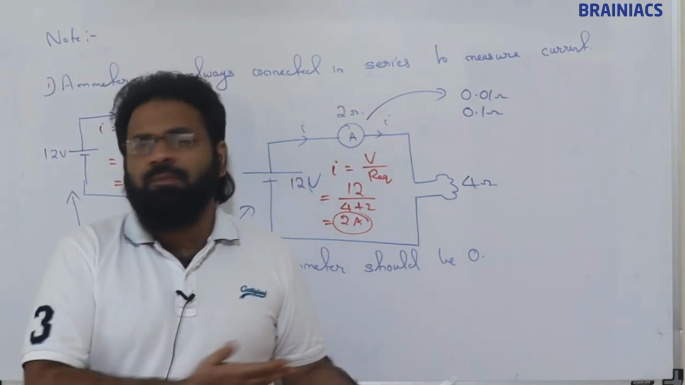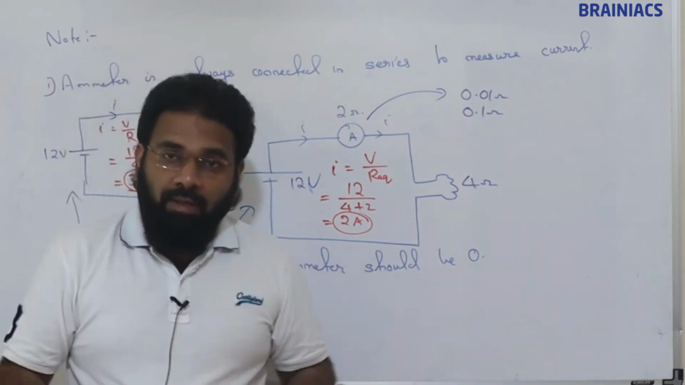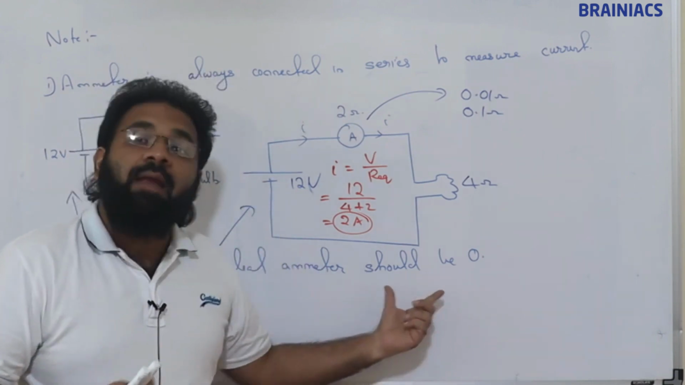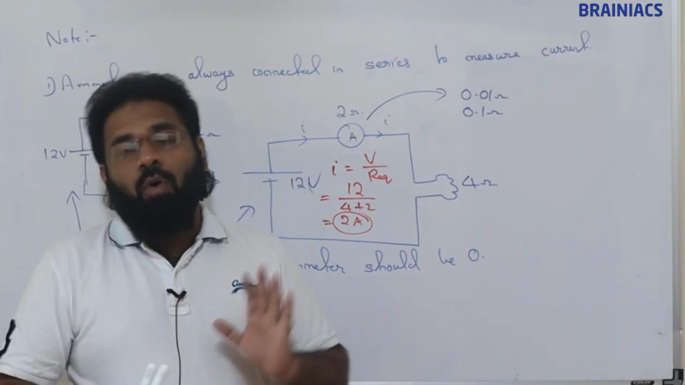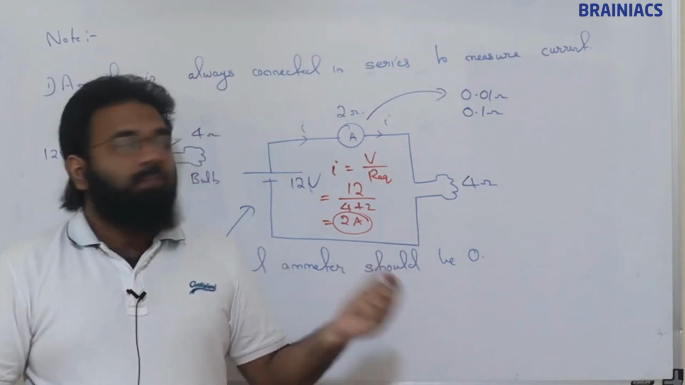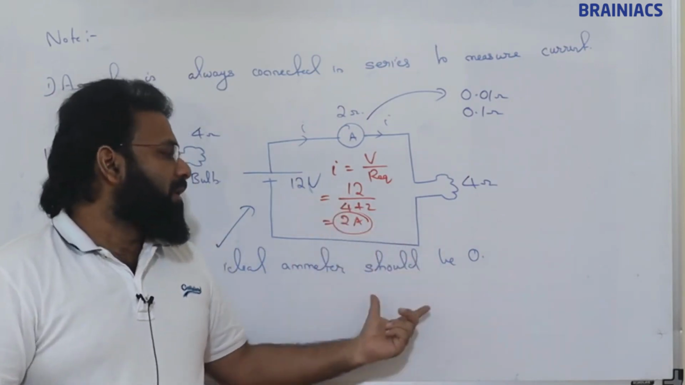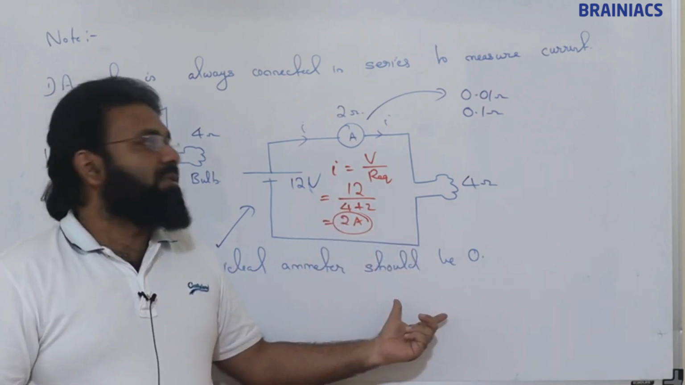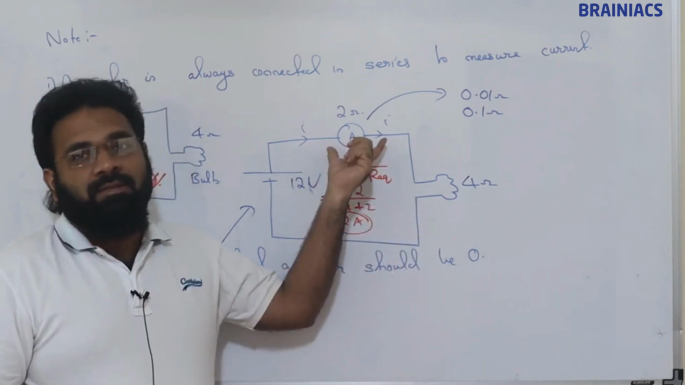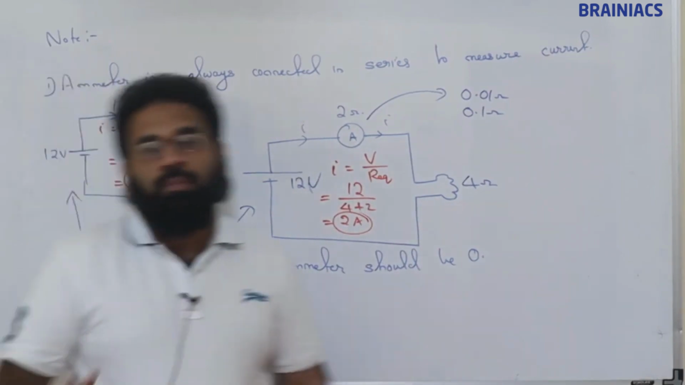That is the ideal condition, practically not possible. But ideally, what we wish, what our desire is, is to get an ammeter with 0 ohm, so that there will not be any error. But small error, practically we will have to tolerate, just because there is nothing like a 0 resistance ammeter. So that is why we are putting like this. So ideally resistance of an ideal ammeter should be 0.